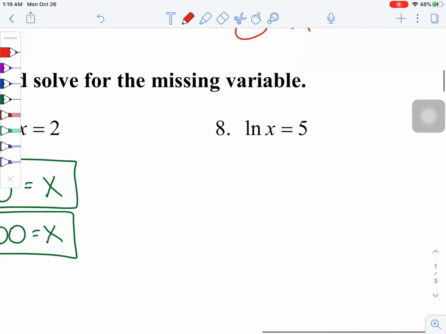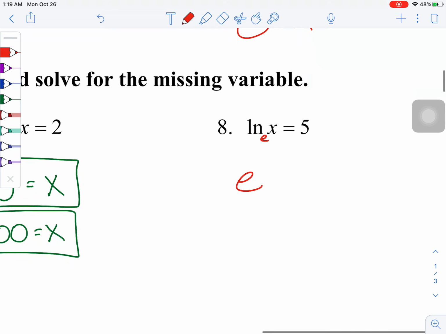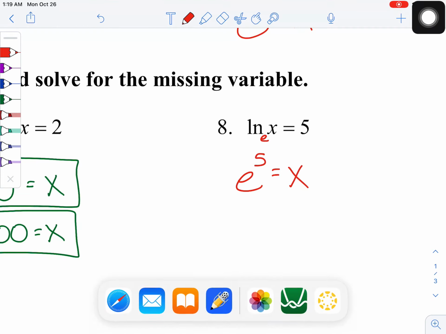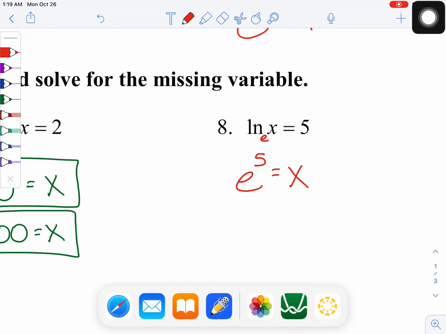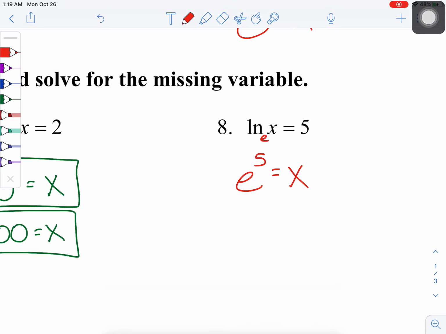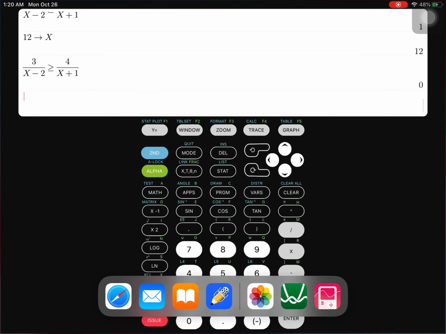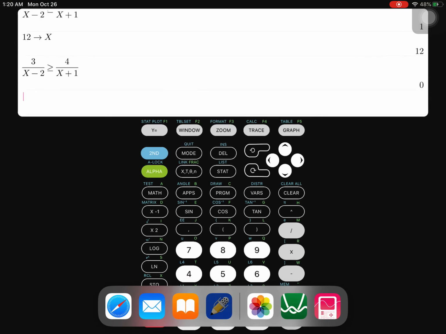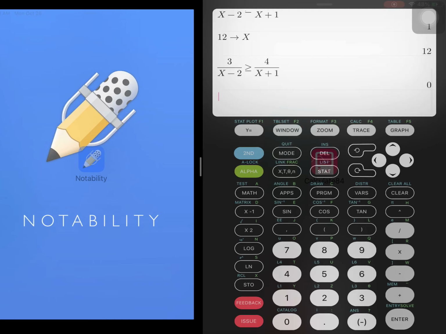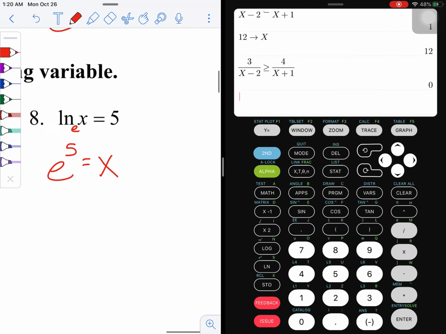And so let's see what number 8 looks like. We have a natural log here. So this is going to be an e. So e to the 5th is equal to x. Now, I can't do e to the 5th in my head. So I'm going to go ahead and swipe up, and I'm going to grab... actually, I'm going to close this for a second. I'm going to grab my other calculator. So TI-84. And I'm going to go ahead and open back up to what I had in Notability and just do a quick split screen.